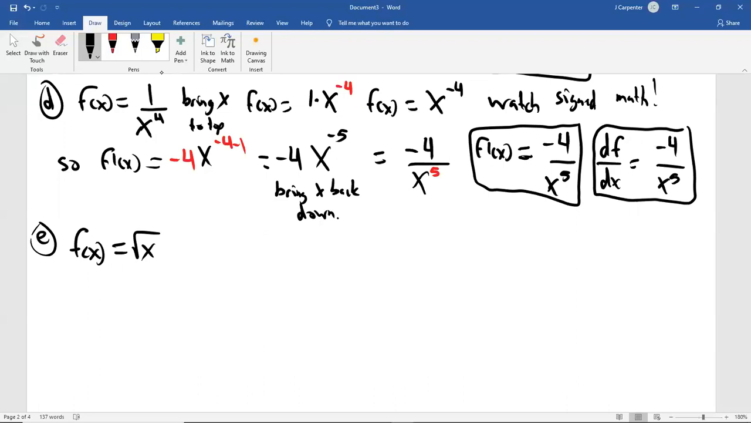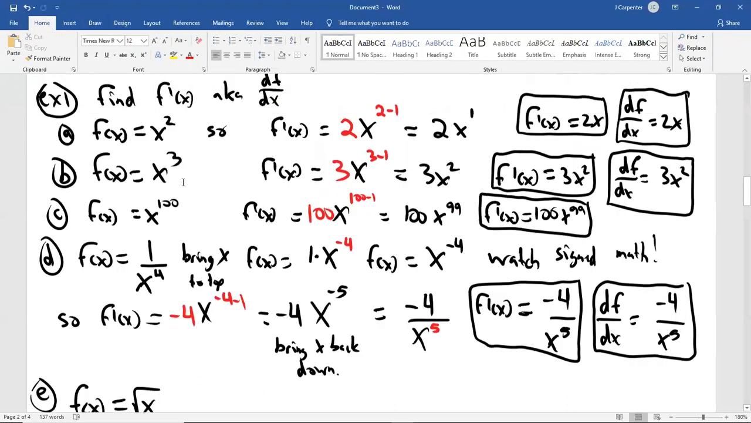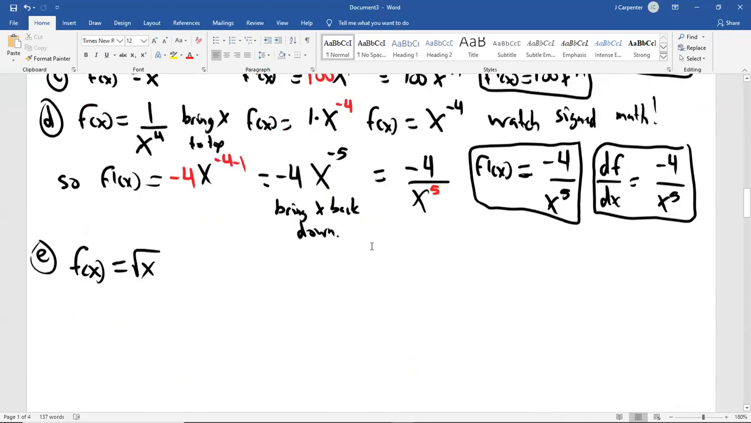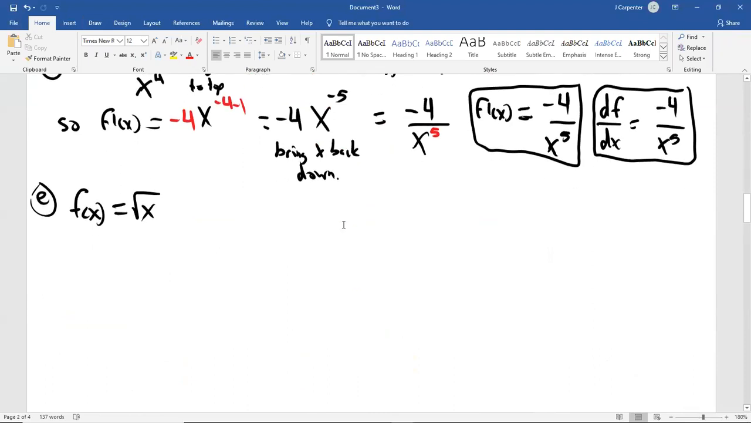But I will absolutely give this to you where you can apply the power rule. So scrolling back up, power rule. What's power rule? All right, if your function is x to the n, so an x with an exponent, take the exponent, drop it out front, then decrease the exponent by 1. That's it. And I'm telling you, you can use the power rule.